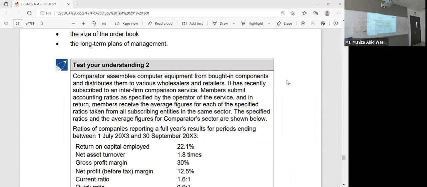Comparator assembles computer equipment from bought-in components and distributes them to various wholesalers and retailers. It has recently subscribed to an inter-firm comparison service. Members submit accounting ratios as specified by the operator of the service, and in return, members receive the average figures for each of the specified ratios taken from all subscribing entities in the same sector. The specified ratios and the average figures for the comparator sector are shown below. Ratios of the company reporting the full year results for period ending between 1st July 2003 and 30th September 2003.